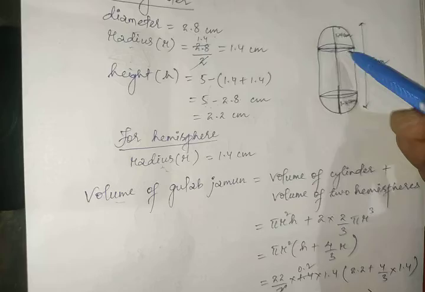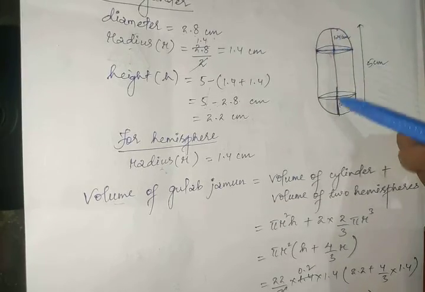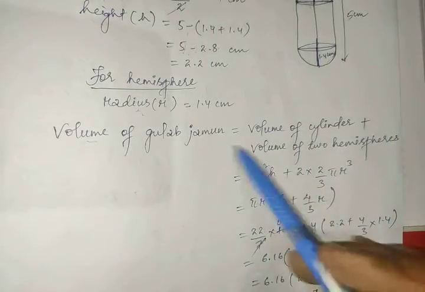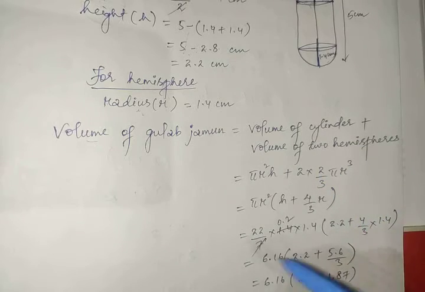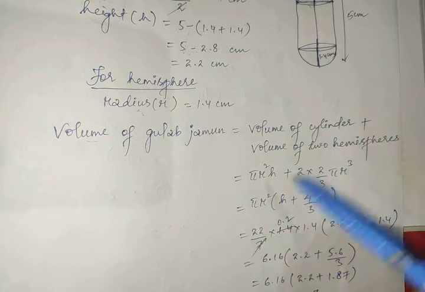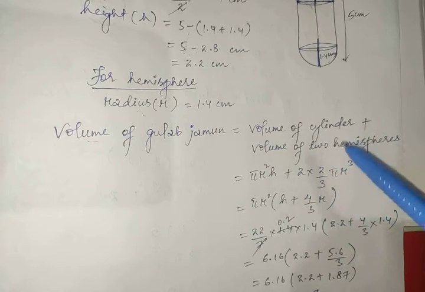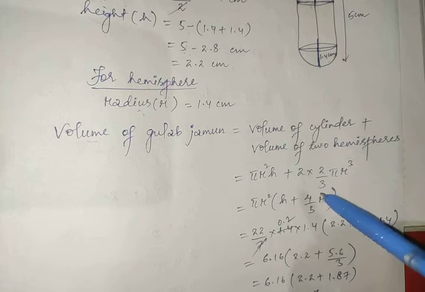So volume of gulab jamun will be volume of cylinder plus volume of two hemispheres, because here we have two hemispherical parts. Here I have written volume of gulab jamun is equal to volume of cylinder plus volume of two hemispheres. Now let us put the formula. Volume of cylinder formula is pi r square h, plus volume of two hemispheres, so you have to multiply with 2, into the volume of hemisphere formula, which is 2 by 3 pi r cube.